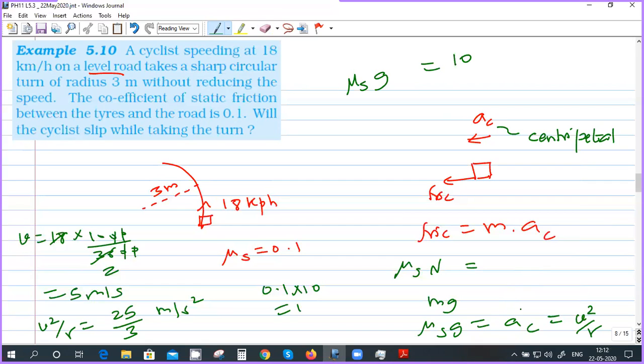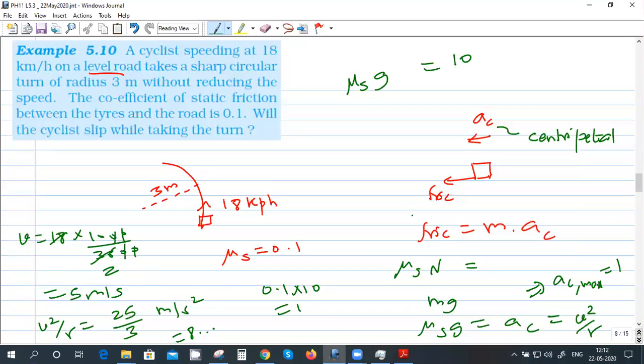The frictional force should be greater than the centripetal force, right? Yes. But that is not met. Yeah, the friction force. See, from this we get the maximum acceleration a c, that will be less than what is actually happening here. So a c max for not to slip is 1, because you are putting maximum friction force, but the actual centripetal acceleration is 8 point something, which is greater than 1, so that's why it slips. Is it clear? Yes, sir.